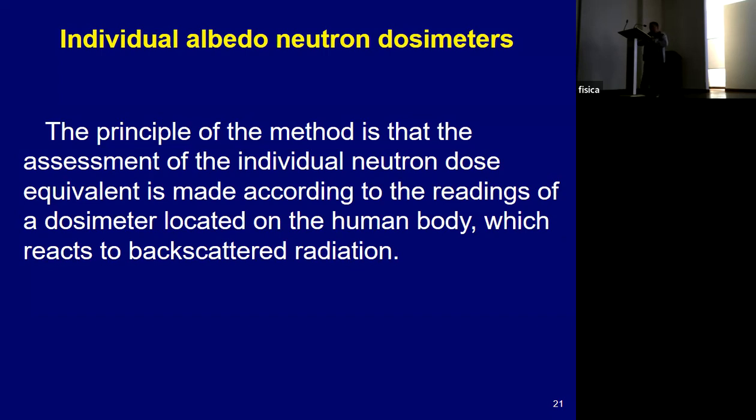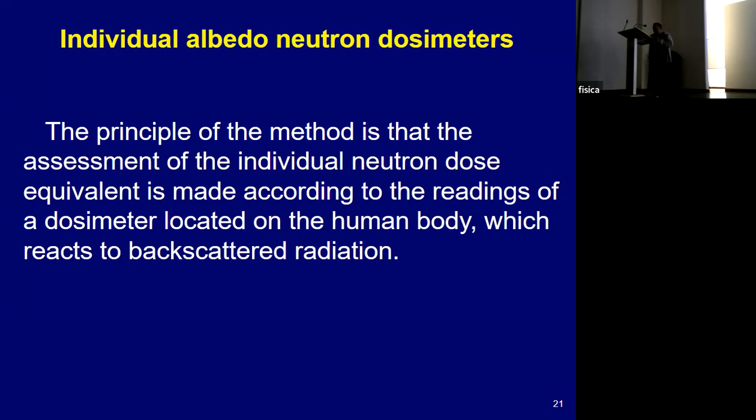The principle of the method is that the individual neutron dose equivalent H is estimated according to the readings of the dosimeter located on the human body, which reacts to backscattered radiation. So in practice, thermoluminescence dosimeters selectively sensitive to thermal neutrons are widely used for these purposes.